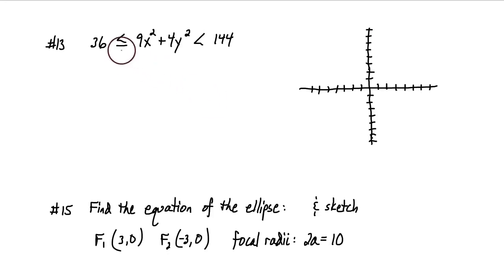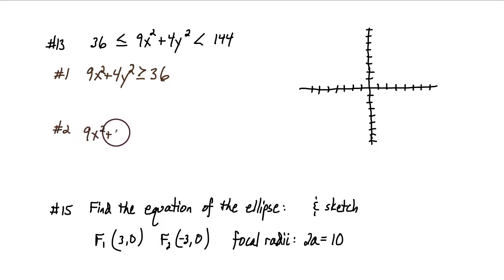Number 13, this time we have an inequality, so let's expect some shading when we make our picture. This is a compound inequality. This would be a lot easier for us if we separated it into two pieces, piece number 1 and piece number 2. So for piece number 1, let's rewrite only one part of it. 9x squared plus 4y squared is greater than or equal to 36. For piece number 2, let's rewrite it again. 9x squared plus 4y squared is less than 144.